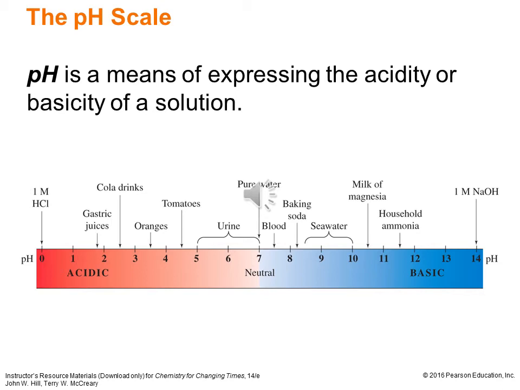Proteins can start folding incorrectly and not working, so it's important that the blood stay right at that physiological pH. And then we see we've got baking soda, seawater, milk of magnesia, household ammonia, all those increasing in basicity up to the 1 molar NaOH being 14. You can go below 0, you can go above 14 for the pH scale, but we tend to just focus between those points so that we see that 7 as neutral jumping out at us.